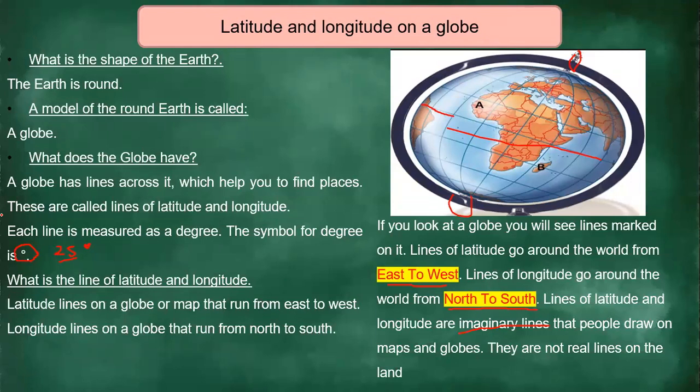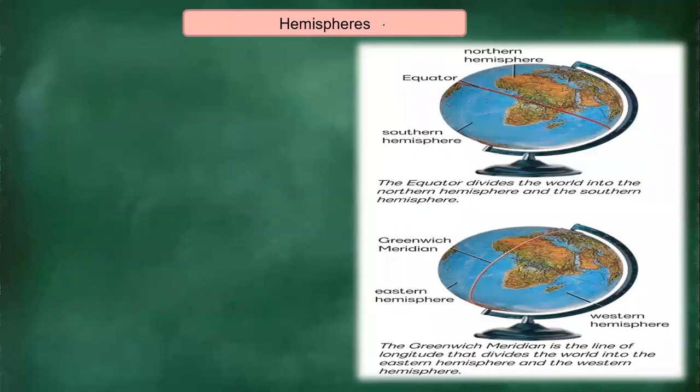They help us to locate a place so that we can say where South Africa is, in Africa. Okay, they help us like that. They are not real lines on the land. Okay, that's true.